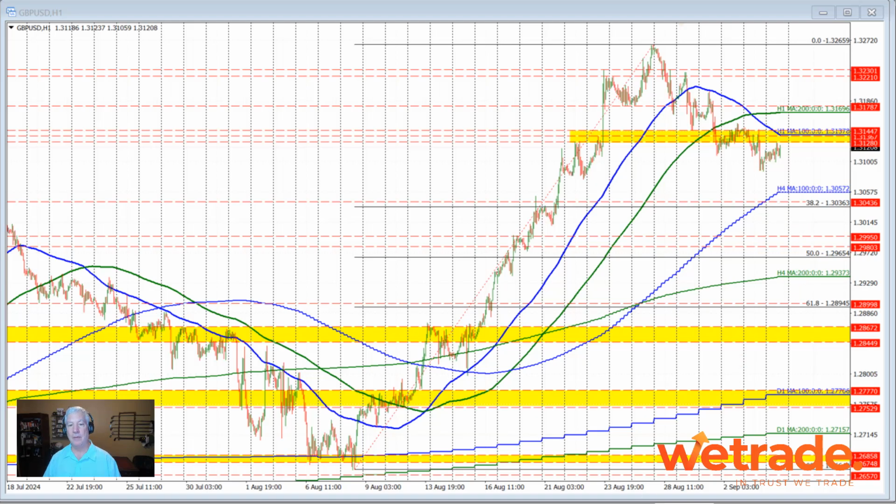The 100-hour moving average on the top side will remain a key resistance level. Also, this swing area between 131.28 and 131.47 is an area of importance. We found, at least in the short term, willing sellers through that level, and then came down toward this level right here in trade.